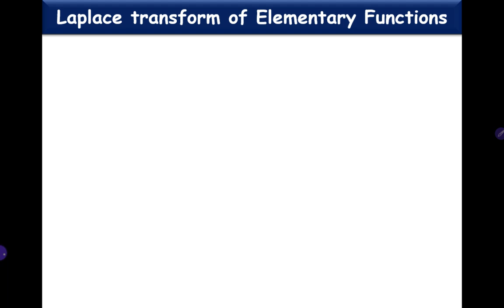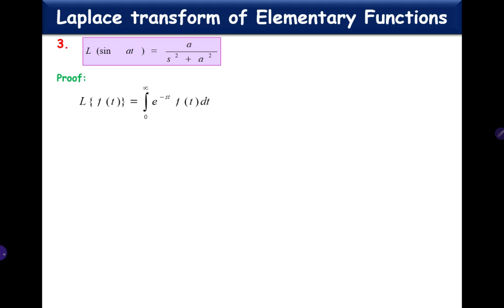Now let us go further. The Laplace transform of sine at is given by a by s square plus a square. Consider the Laplace transform of f of t, and in place of f of t, let us write sine at. Then we get L of sine at is the integral 0 to infinity e power minus st into sine at dt.